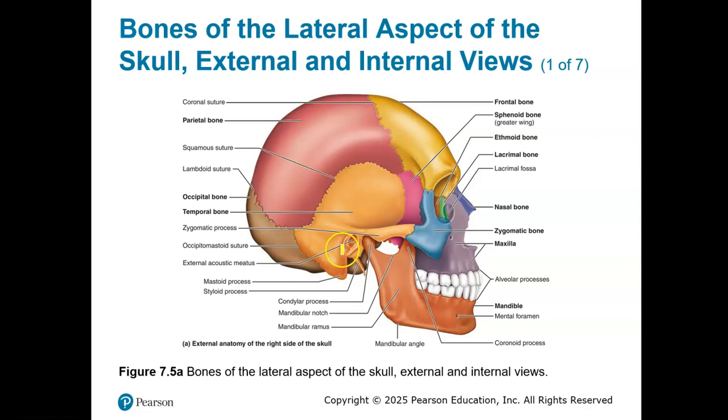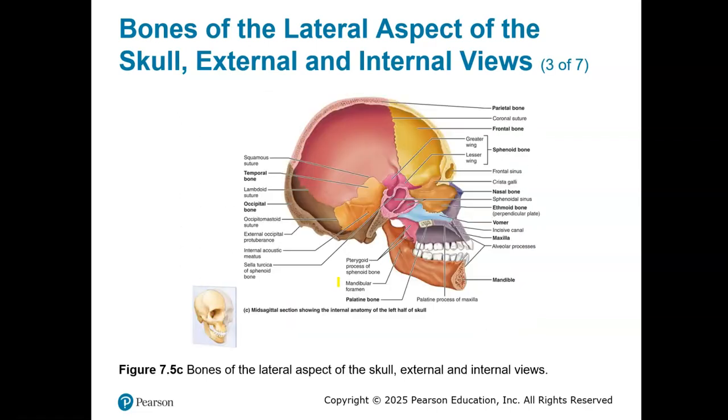There are 2 bone structures in the temporal bone I want you to be familiar with, actually 3. The external acoustic meatus is the canal, or it's a meatus, but it's a hole through your ear. And then this is the mastoid process, and the styloid process. And both of those are structures within the temporal bones.